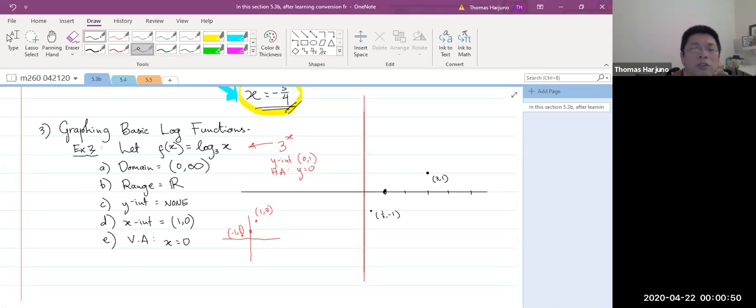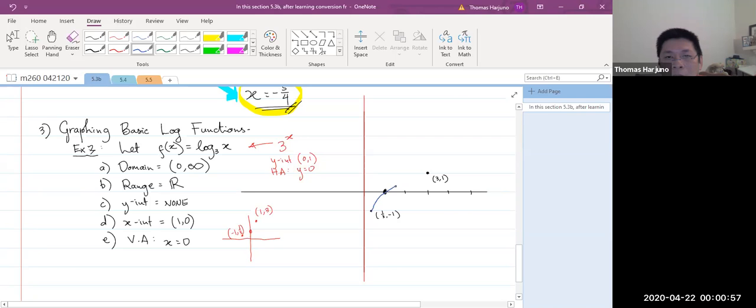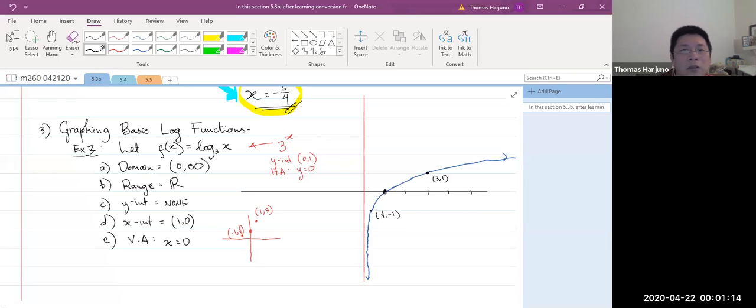Now using these 3 coordinates, I can at least get the graph of log base 3 of x better at the position where they bend the sharpest. Okay, these are the 3 important coordinates that I need to have on the graph.